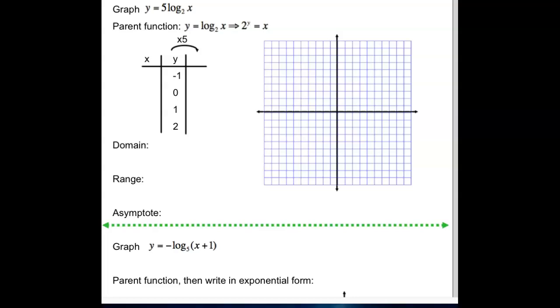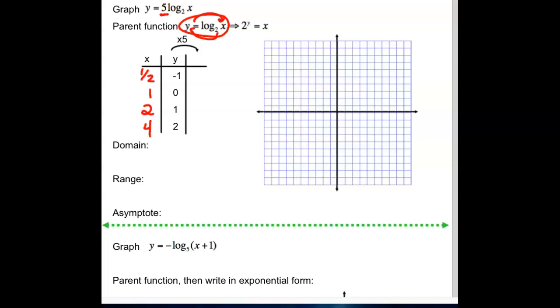All right, let's try a couple more here. We have y equals 5 log base 2 of x. So we are going to start out with our parent function, y equals log base 2 of x. We're going to convert it into our exponential format. So start with your base and do your loops. So 2 to the y has to give us an x. So 2 to the -1 would be 1/2. 2 to the 0 is 1. 2 to the first power is 2. And 2 to the second power is 4.